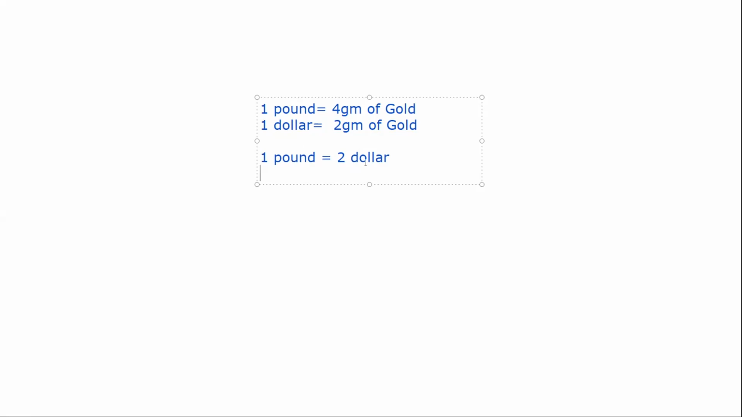If I want to write the value of dollar in terms of pound, so $1 will be equal to 1 upon 2, that is 0.5 pound. And this value we have calculated in terms of gold. I hope by this example, the fixed exchange rate system by using gold standard is clear to all of you.